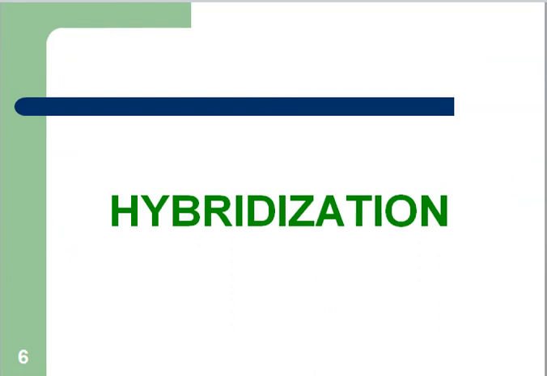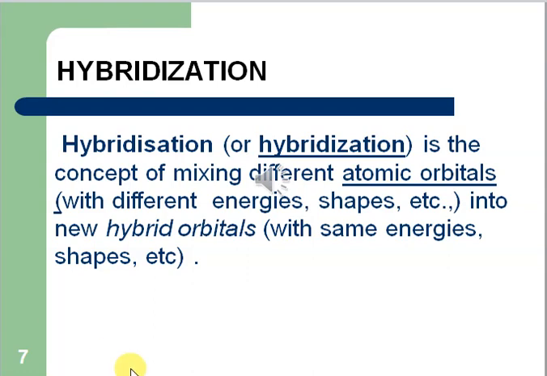Now let's consider another concept which is important in organic chemistry, and this concept is hybridization. So what do we mean by hybridization? Hybridization is a concept in which we assume that we mix different atomic orbitals. Each of these atomic orbitals has different energies, different shapes, etc.